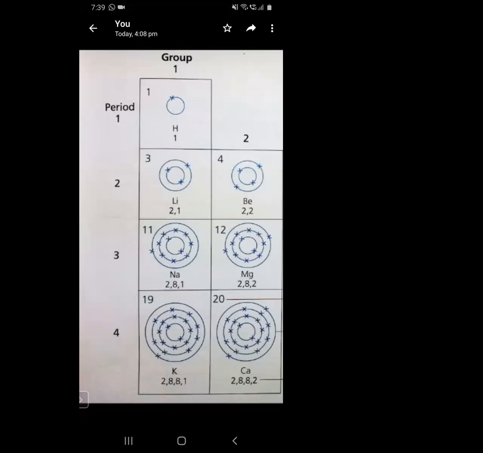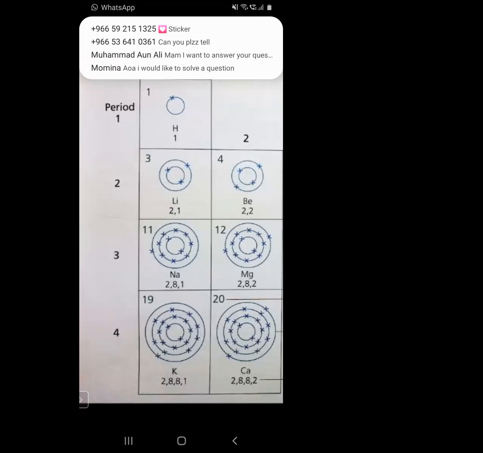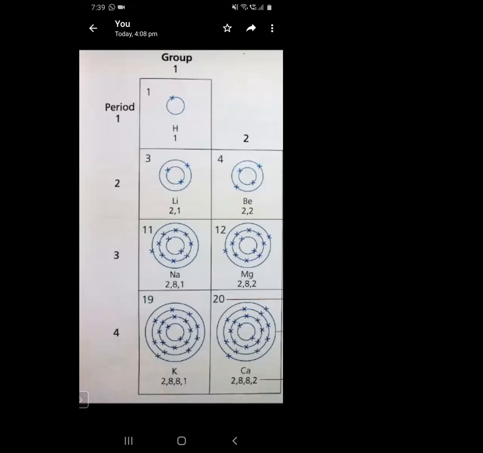We are dealing with up to the third shell, because things get trickier from the 4th shell onwards, and you will deal with them in A levels. Till O levels, we will deal with the 3rd shell. So what are these shells? These shells are energy levels.